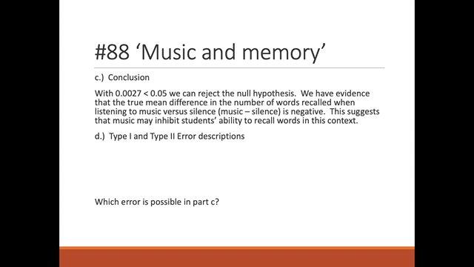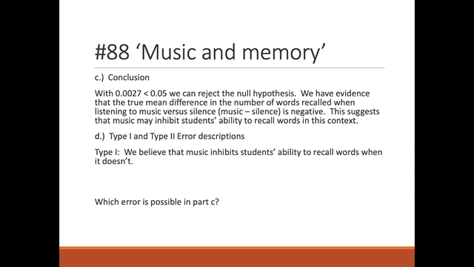So more about error types. A type 1 error would mean we have rejected when we shouldn't. Well, describe what a type 1 error would mean in this context. Rejecting means that we believe we have evidence of the alternative. So we could simply say we believe that we have evidence that music will inhibit students' ability to recall words. But in fact, it doesn't. We're wrong. It's an error.